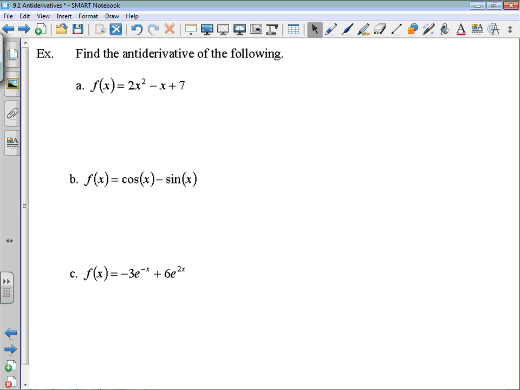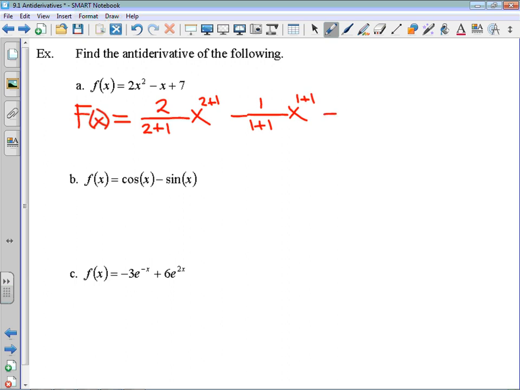So if f of x is 2x squared, then capital F of x is going to be 2 over 2 plus 1 times x to the power of 2 plus 1, minus, and I'm going to put it as 1 over 1 plus 1 times x to the power of 1 plus 1, plus 7x, and really importantly, the constant. Now, what I'm doing there is I'm applying the rules on the previous page, but it is valuable that you can clean this up a little bit and say the antiderivative of f of x is 2/3 x cubed minus 1/2 x squared plus 7x plus c.